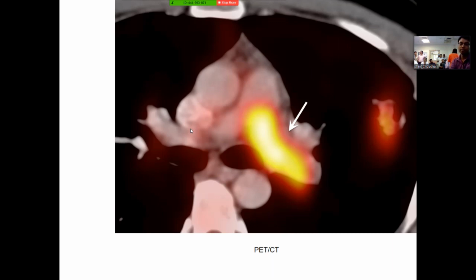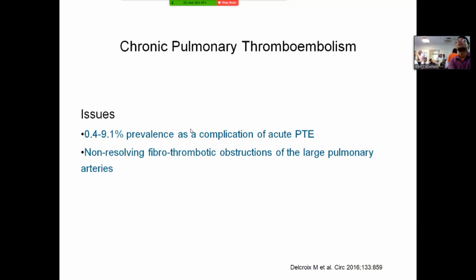Chronic one. Sorry. What are the findings we see in the chronic PE? And why is it important also? We are missing all chronic PEs, 90% of them. We are having a very high incidence of this pulmonary thromboembolism, that is the acute one. But when they are coming for the follow-up, we are missing it completely. 90% of them, we are missing it.